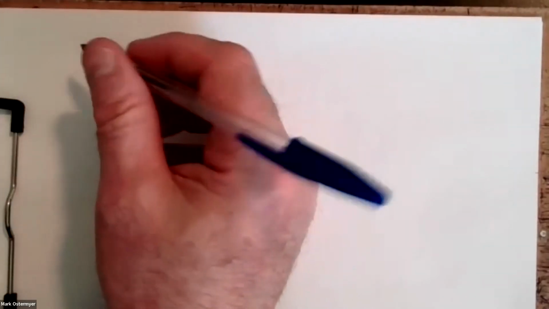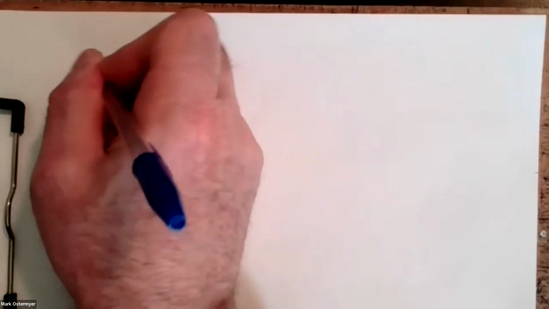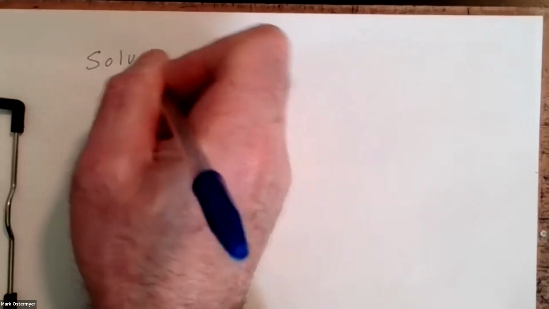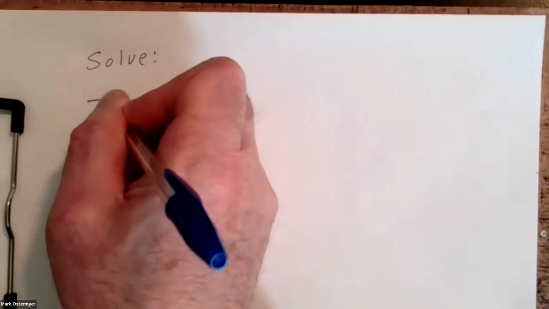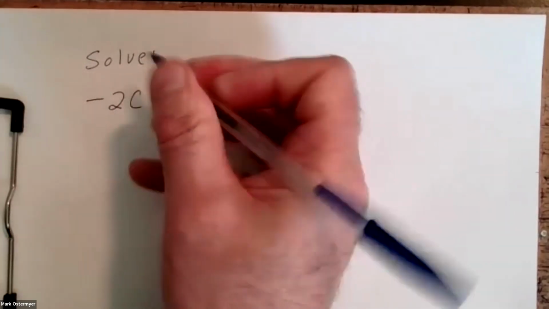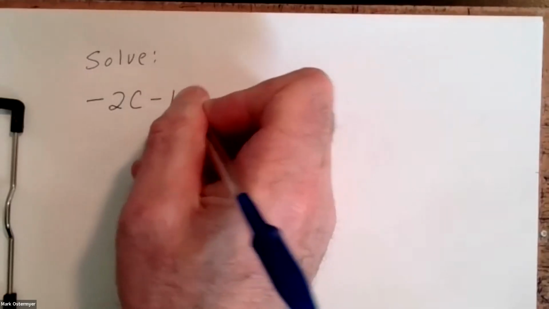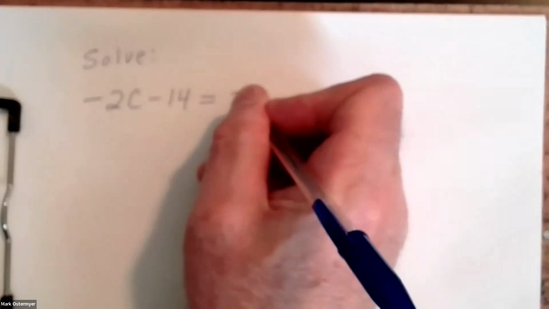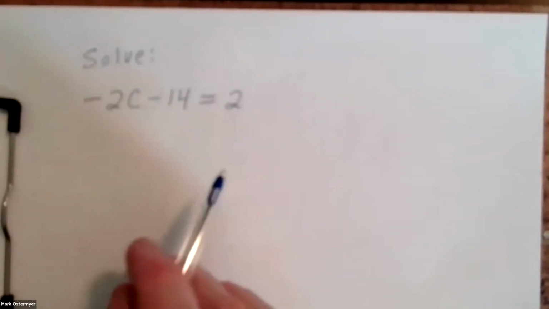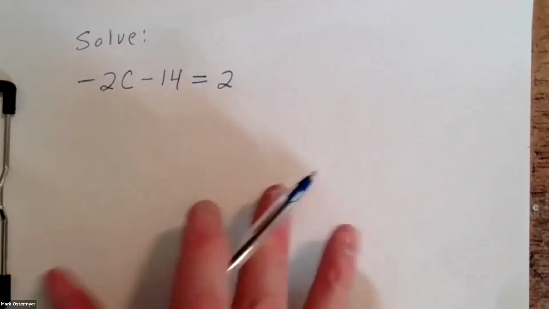So far, our equations have required only one step to solve them, but in reality, there are more advanced equations that require several steps. I'm going to now show you an equation that involves 2 steps to solve for the variable. We will try to solve this equation for the variable c here.